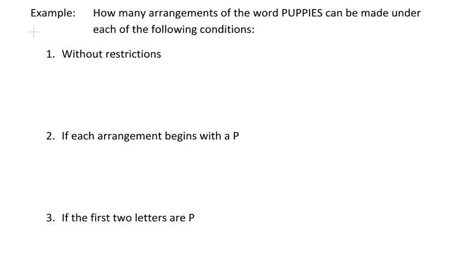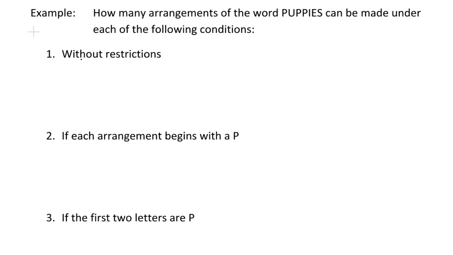Here we go with the last set of questions. These questions are going to be a little trickier than the ones that we did before, but they are still going to be dealing with what happens when we have repetition. So in this example, how many arrangements of the word puppies can be made under each of the following conditions?